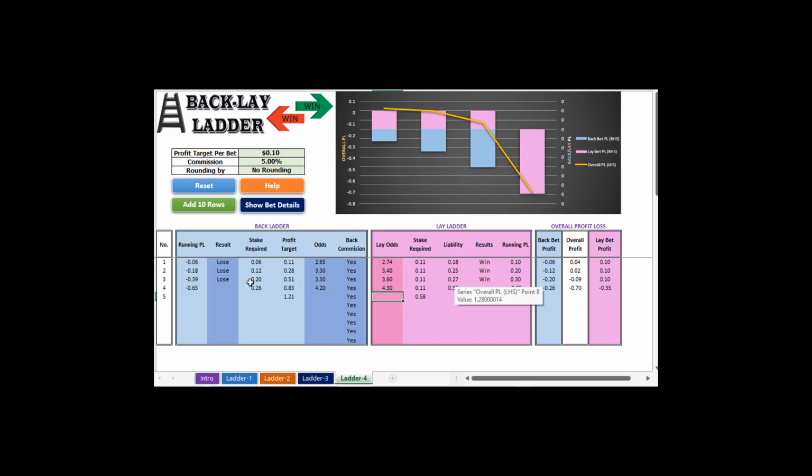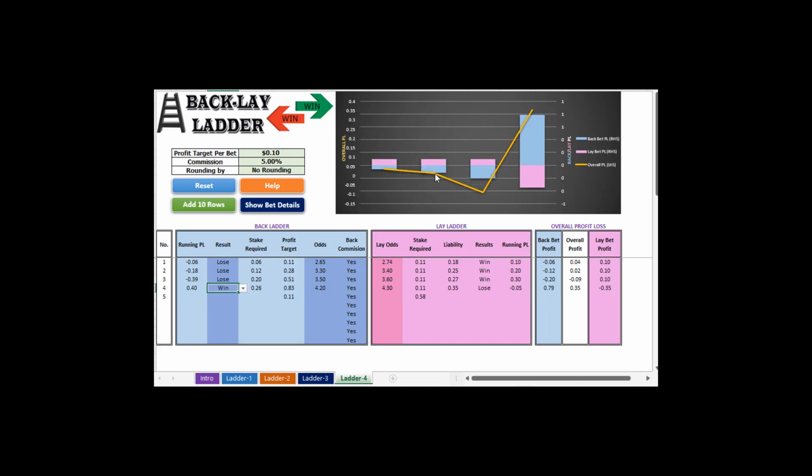Okay, so we finally do get a winner here. It wins. So all of a sudden we can see a big blue tower because our profit has come in for the win, and where we've been losing money along our running total, now at bet 4 we're running at 40p profit in our back bet. If we go over to our lay bet running total, we can see our lay bet now is minus 5. So we're losing 5p on our lay bet side, and our overall profit now is 35p.